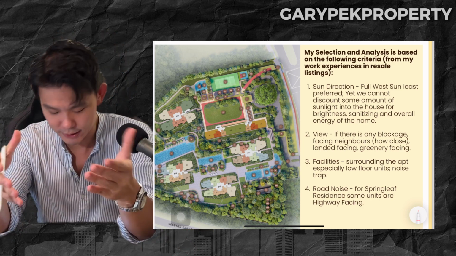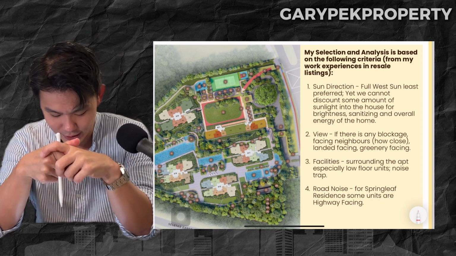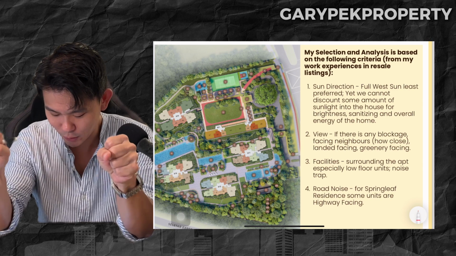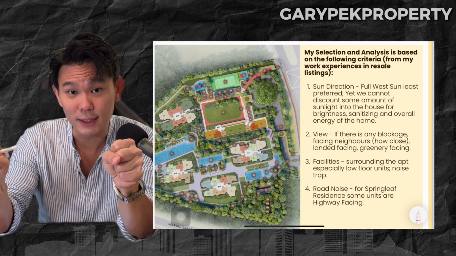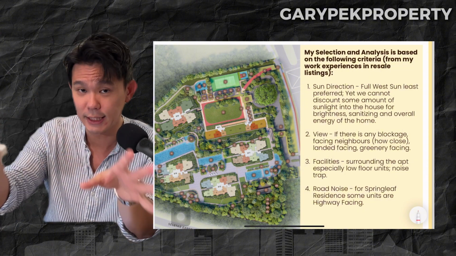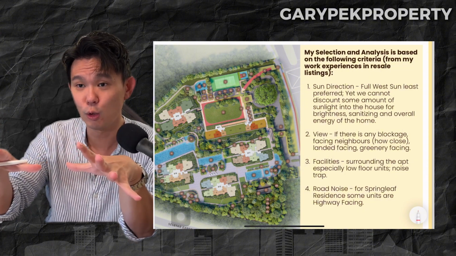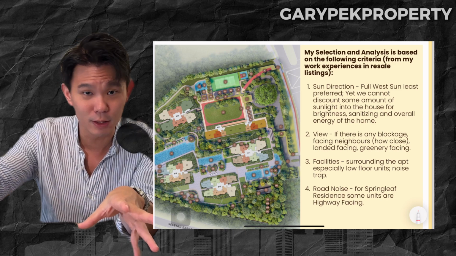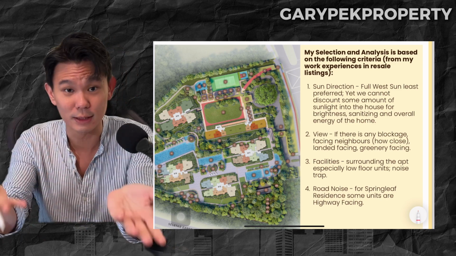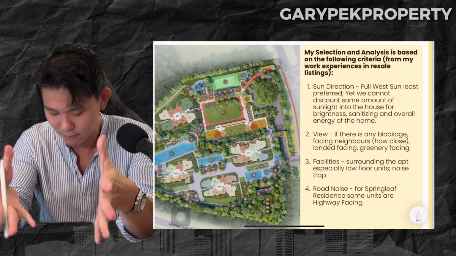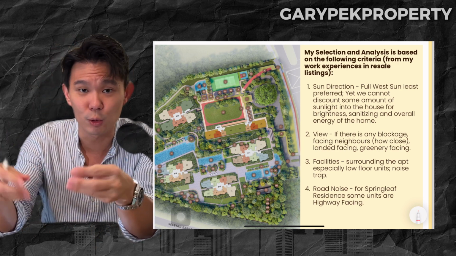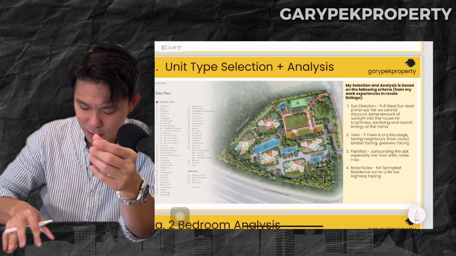Point number 3 is the facilities, because we are in a family type condominium, so there's quite a lot of facilities. We want to know whether, especially for the low floor units, there are any sound traps. Do the pool and the overall foliage landscaping help to make the whole view within the development look rather attractive? Then next is the road noise, because some of the Springleaf Residence units are highway facing, so they might experience a bit of road noise from the SLE. So these are some of my criteria.